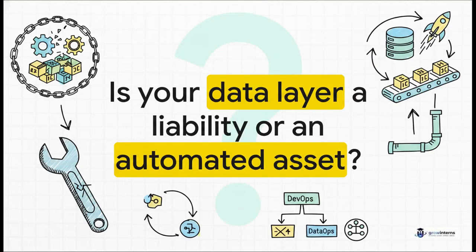As we wrap up this explainer, I want you to take a hard look at your own projects and ask yourself one final question. Is your data layer a terrifying liability, or is it your fastest automated asset? Because mastering Database DevOps and DataOps, getting those schemas under strict version control, and treating your data pipelines like highly tuned lean manufacturing systems, that is exactly what separates good engineers from the truly elite ones. Make your data layer work for you, not against you. Master this, and you eliminate the biggest bottleneck in modern software delivery.